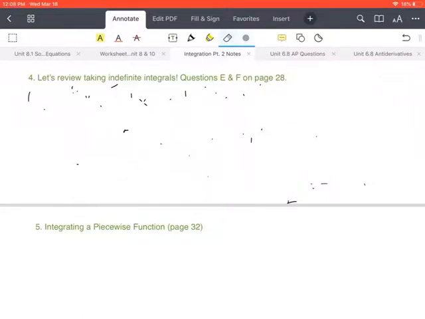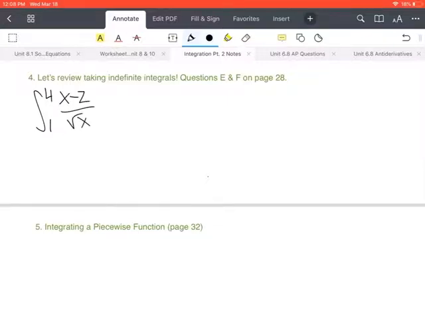And I'm going to take the integral of this, but before I take my antiderivative, remember I have to flip that radical on the bottom into a rational exponent. So this is from 1 through 4 of x minus 2 divided by square root x dx, which is the same thing as 1 through 4 of x minus 2 over x to the 1/2 dx.